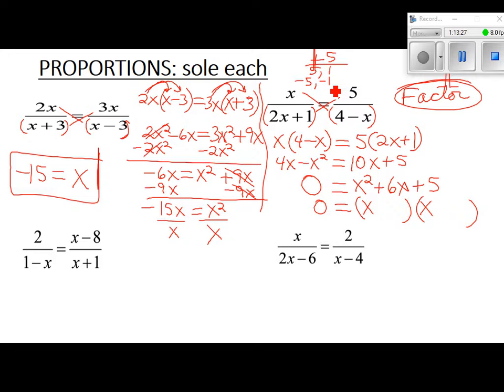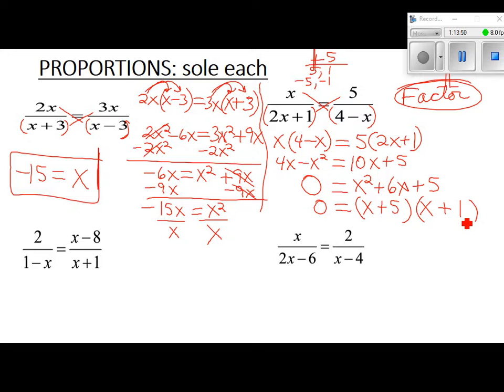Now, what we want is the pair that multiplies together to give us 5 and adds together to give us 6. Either one of those two add together to give us 6? 5 plus 1. 5 and 1. So what goes right here? x plus 5. What goes right here? x plus 1. Yes. That's our factored form.